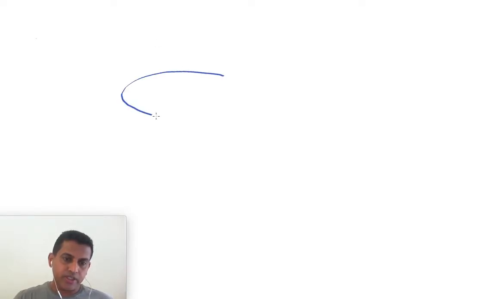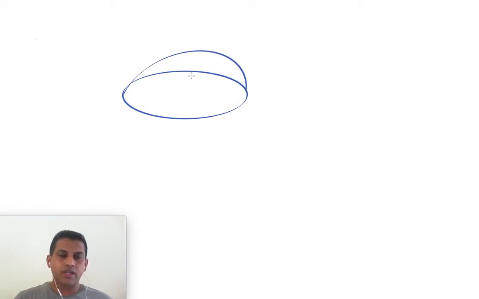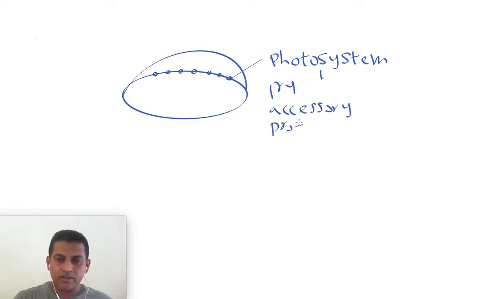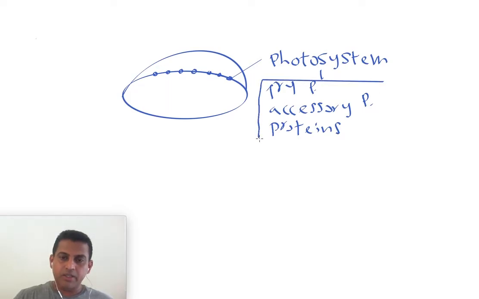So I'm showing you here, just to start the video, the cut section of the thylakoid. And in this thylakoid membrane, we have small aggregations. These are called photosystems. So a photosystem is made up of primary pigments, accessory pigments, and proteins. So these three structures make the photosystem.